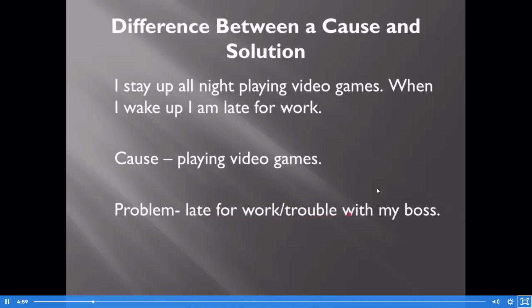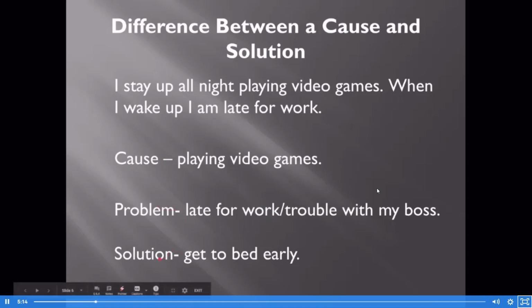The problem is I'm late for work, or I'm in trouble with my boss, and the solution to that would be get to bed early or stop playing video games. So you can break everything down into what is the cause, what is the problem, and what is the solution. When you are thinking about these questions, that is a good way to think about it, and that means that you're not going to get confused.